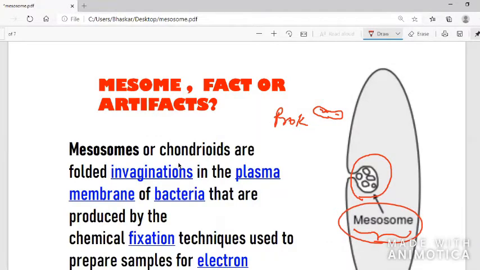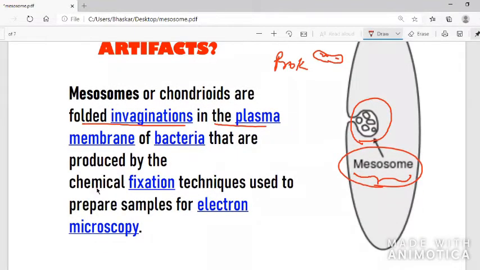Mesosomes, or chondrioids, or as some scientists call them, peripheral bodies, are folded invaginations in the inner plasma membrane of the bacteria, the prokaryote, that are produced by chemical fixation. Still, we are not clear about this structure. Only during chemical fixation are these structures found. The word artifact means something that cannot be found in the living structure. So there is still a dilemma whether these are real or false, and they are used to prepare samples for electron microscopy.